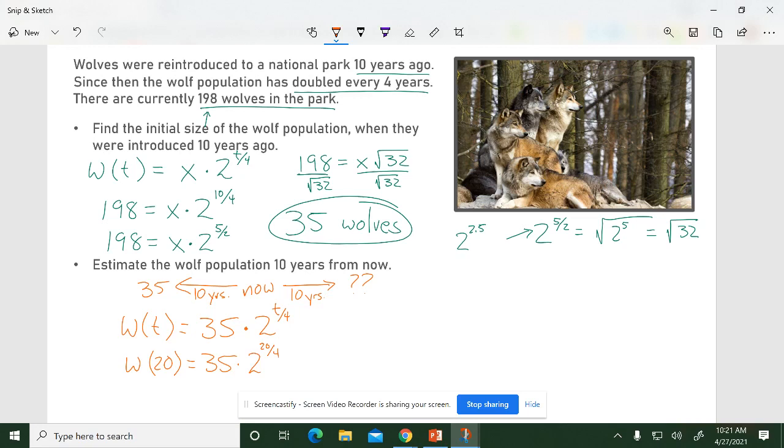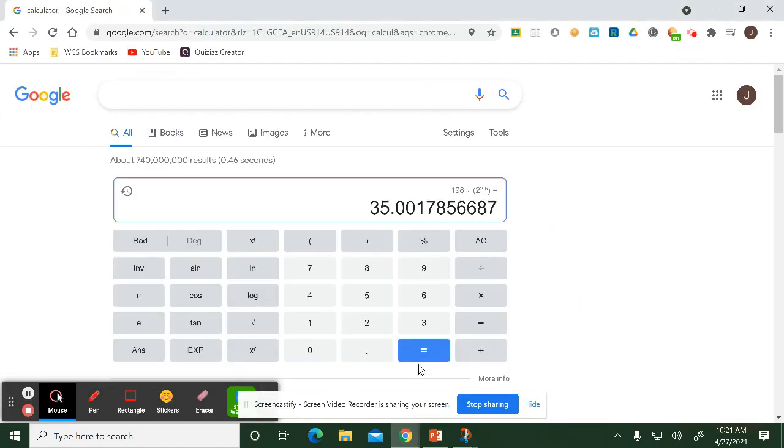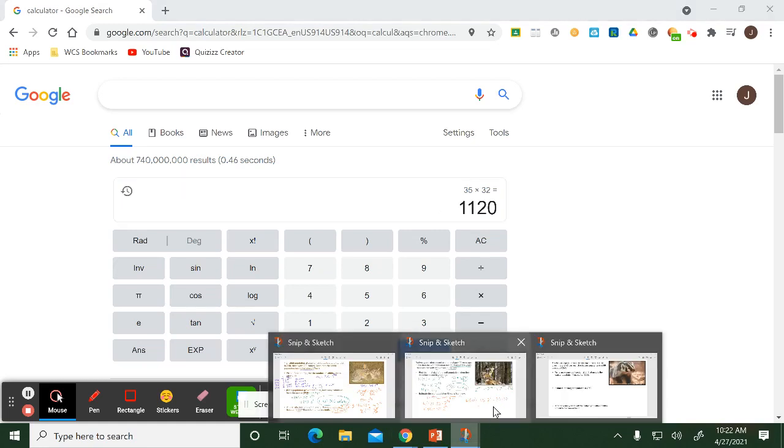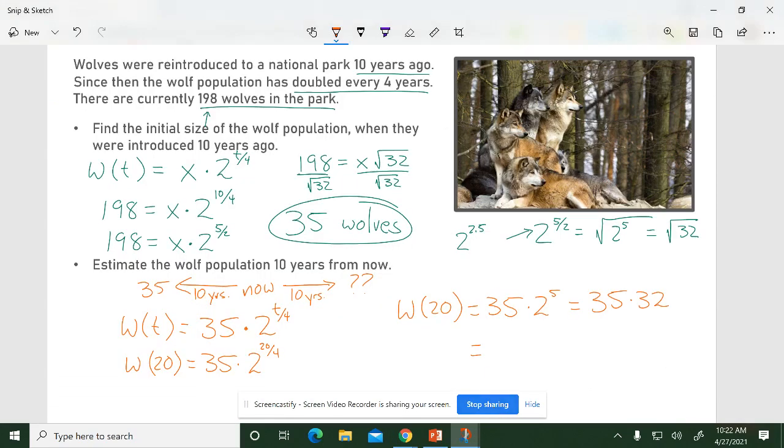I'm going to simplify our exponent. 20 over 4 is 5. So W of 20 is going to be equal to 35 times 2 to the 5th power. 2 to the 5th power is 32, so this is going to be 35 times 32. We can just plug that into a calculator, and that will give us the answer. So 35 times 32, and our answer is 1,120. So after 10 more years, it'll be 1,120 wolves in that national park.